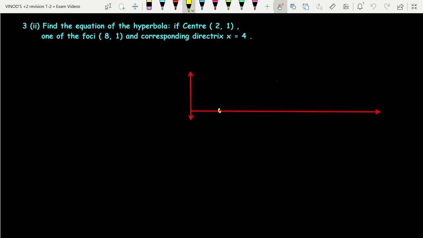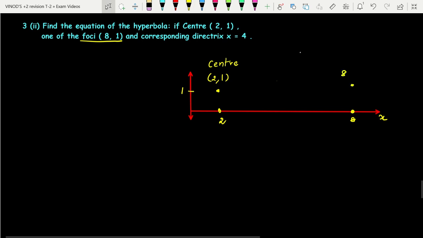On the x-axis, 2 is close to the y-axis on the right side. On the y-axis, 1 unit. So this point is 2, 1, the center. Next, the foci is 8, 1. So this point is 8, 1. In the first quadrant, this point 8, 1 is given to be the foci.